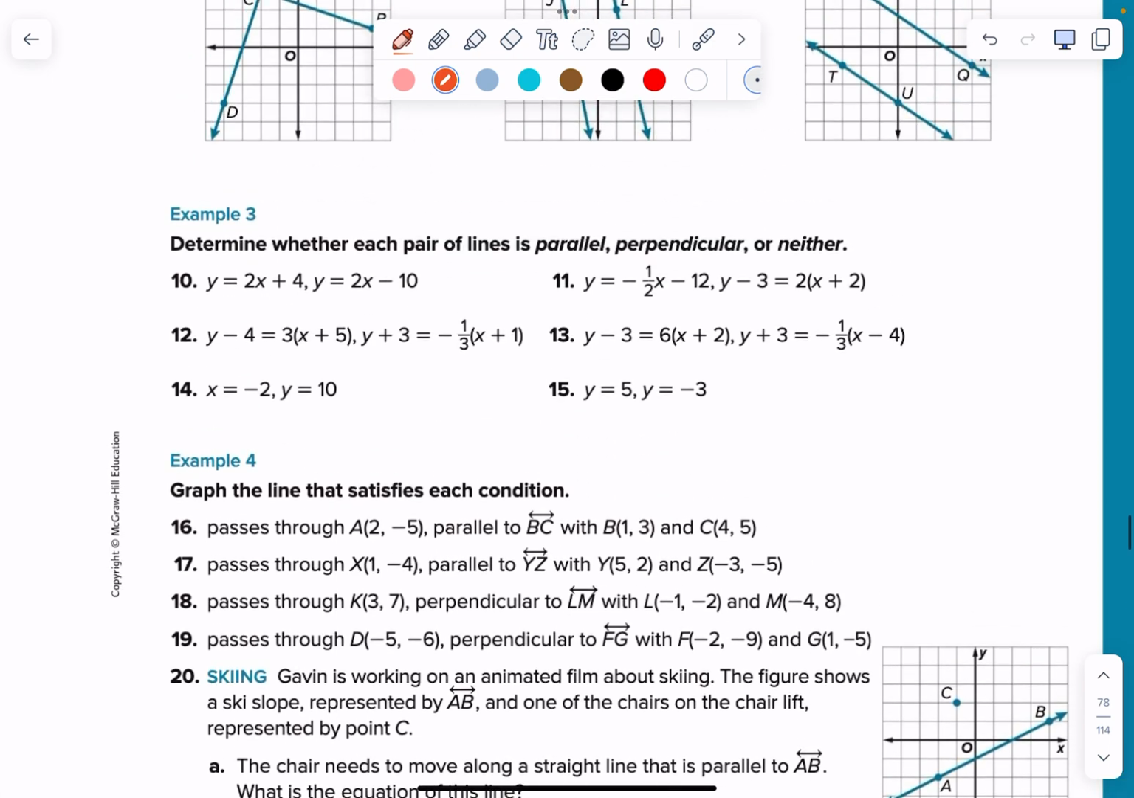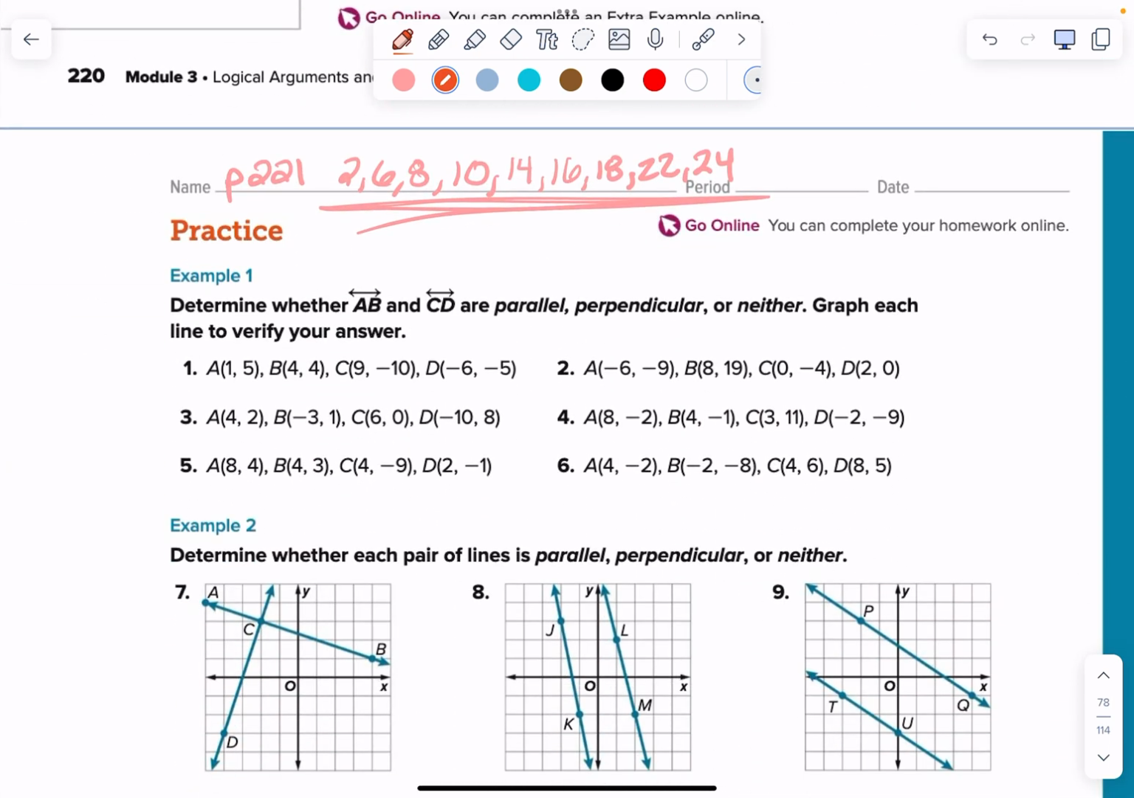Mama, can you help me? Okay, because we're big kids and we don't have to graph anymore. All right, goodbye.